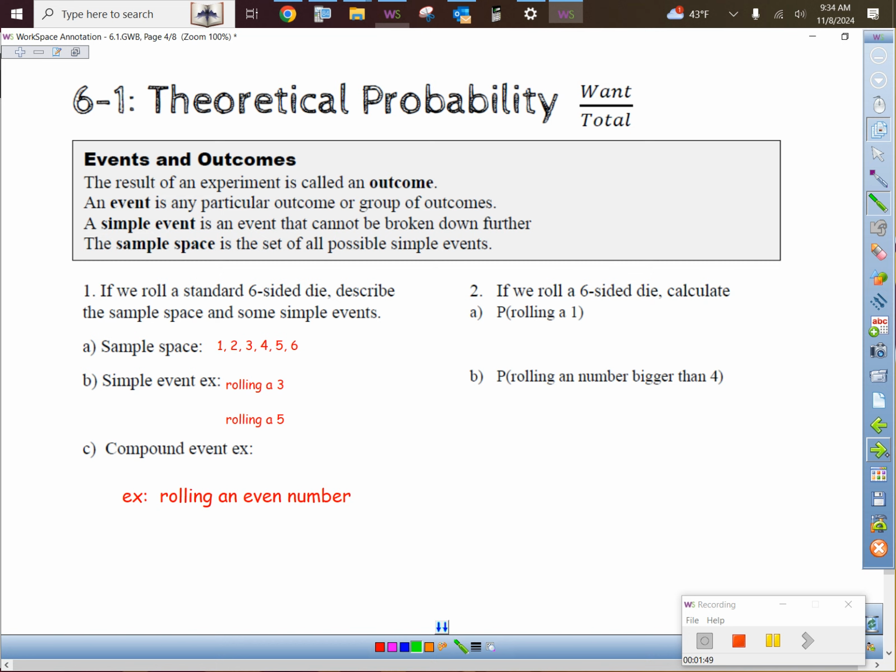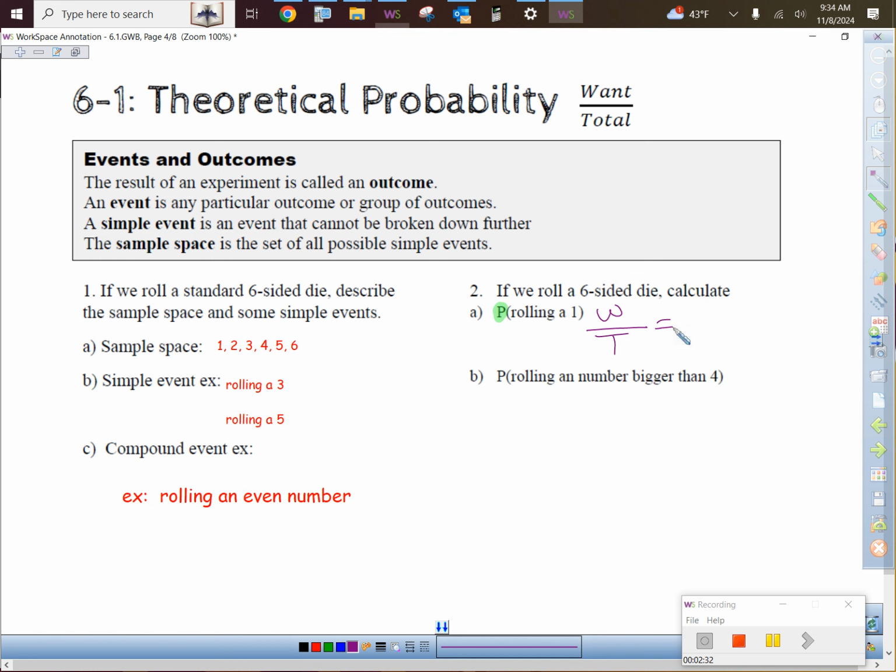Then here they ask us to just find some probabilities. When they ask us to do that in math talk, they put a capital P for probability. Say we roll a 6-sided die, calculate the probability of rolling a 1. Here's what I like to do. On paper, I'm going to make a fraction. Sometimes homework will want a fraction. Sometimes it'll want a decimal. So here's what we do. We just do want over total, that's how it works. Want over total.